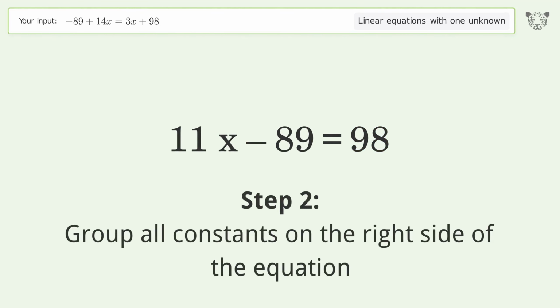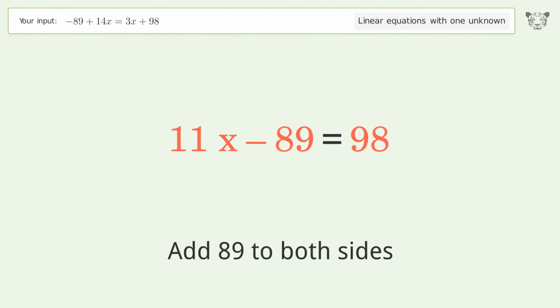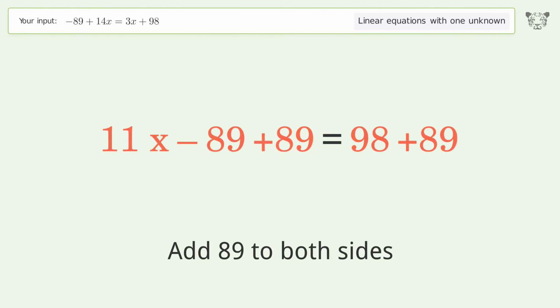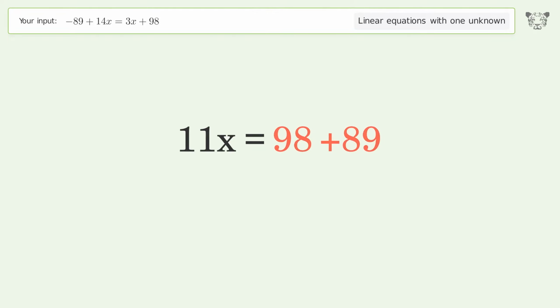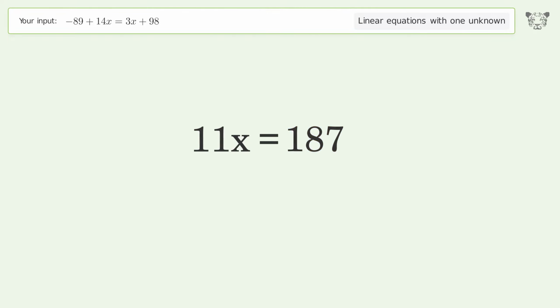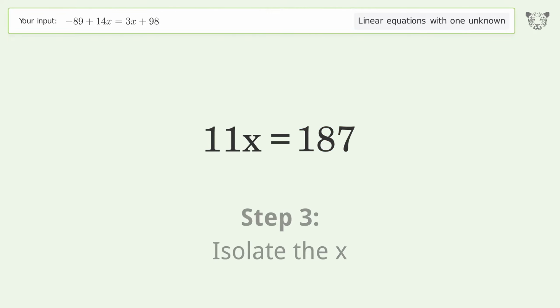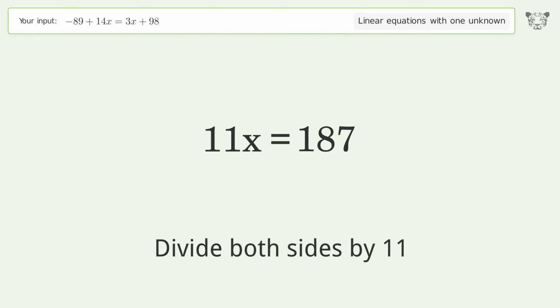Group all constants on the right side of the equation. Add 89 to both sides. Simplify the arithmetic. Isolate the x. Divide both sides by 11.